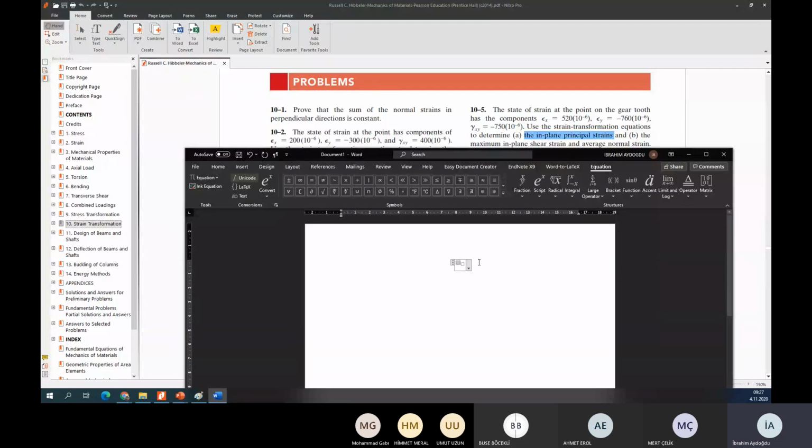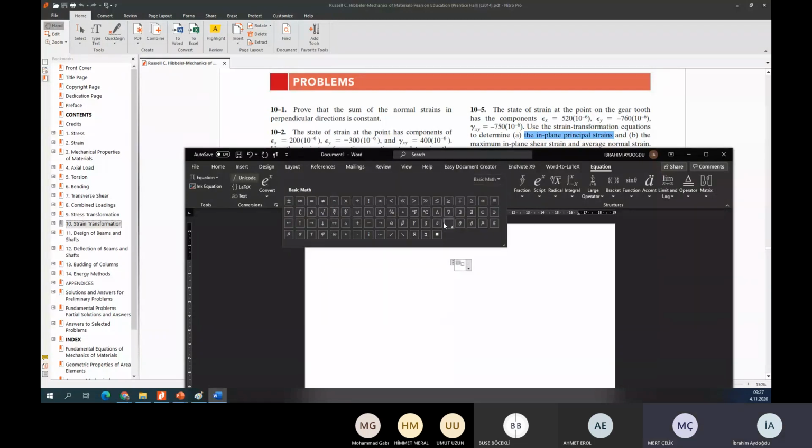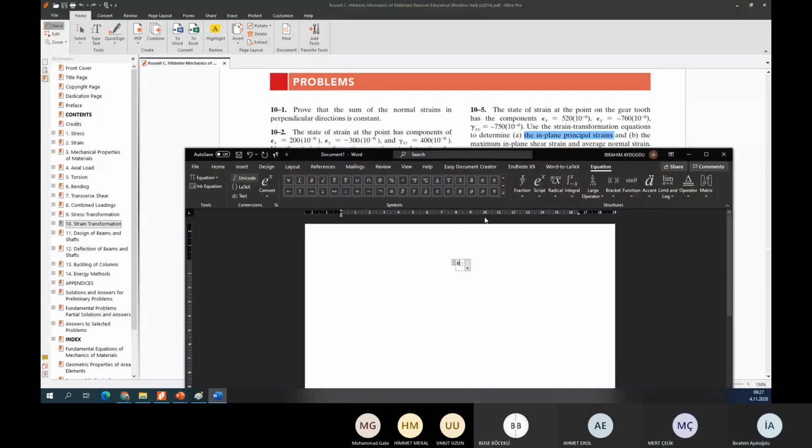Do you have any experience with the equation editor? Do you know this in Word? Yes, hocam. Did you make any practice? No one? Yapmadınız mı hiç? Equation editor. I know. You know this.